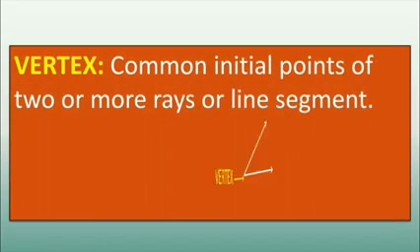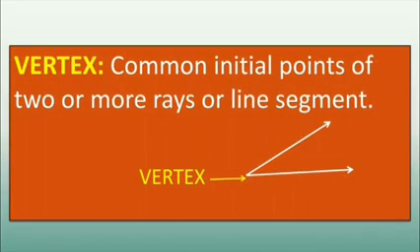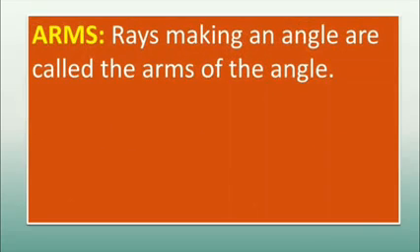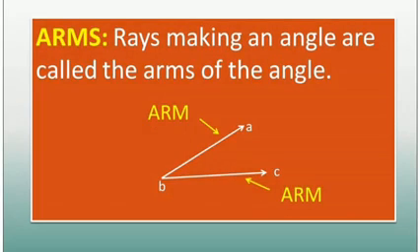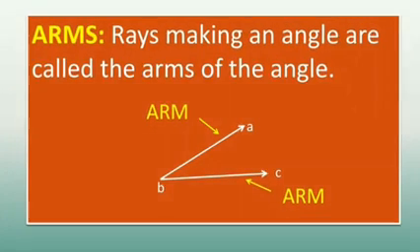Vertex. It is a meeting point of two or more rays or line segments. It is the common initial point of the lines or rays. Arms. The rays making an angle are called the arms of the angle. In the picture, you can see the arms AB and BC. They are two rays making the angle, forming the vertex B.